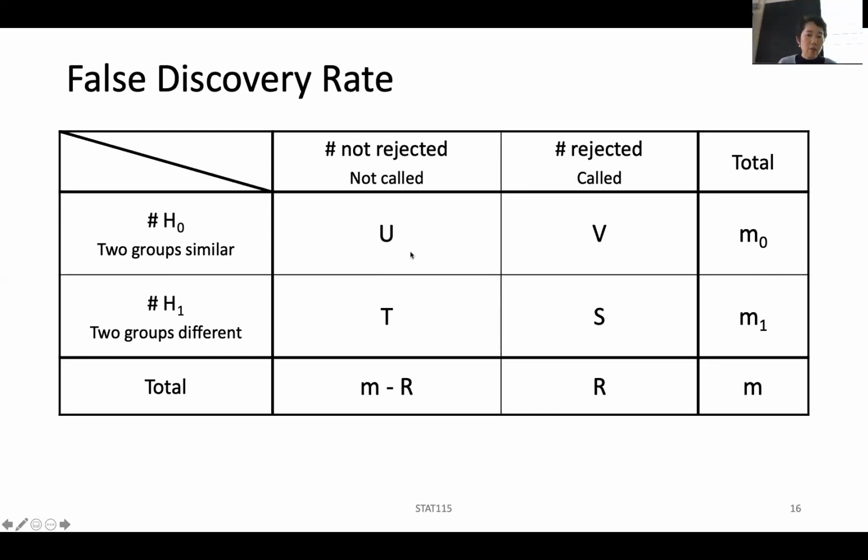So what is U in this case? U is this group: for a particular gene, the two groups are quite similar, and you also did not call it as different. What is this?